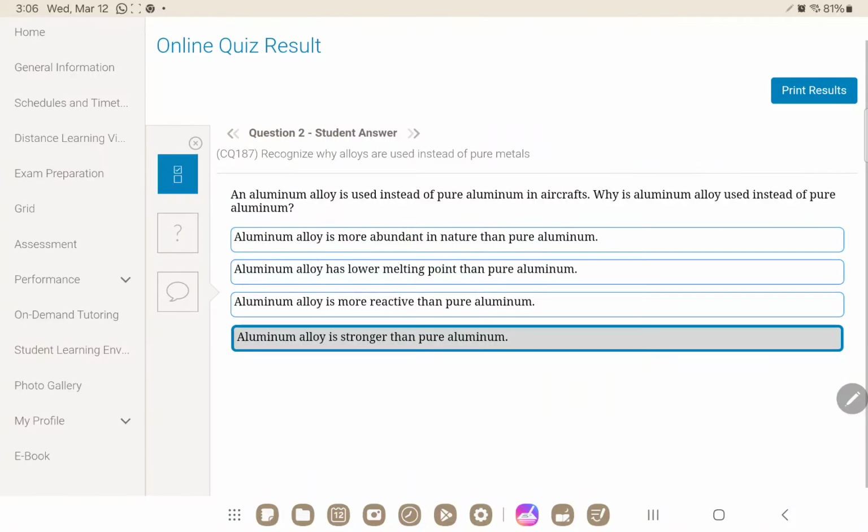Okay, so an aluminium alloy is used instead of pure aluminium in aircraft. Why are aluminium alloys used? Now, you don't even need to know the reason. It's definitely because they're stronger. More abundant? Of course not. It's an alloy. Alloys aren't even found in nature. Alloys have a lower melting point? No. You make them an alloy so you can increase their melting point. More reactive? Also no. So this is the only one that makes sense.